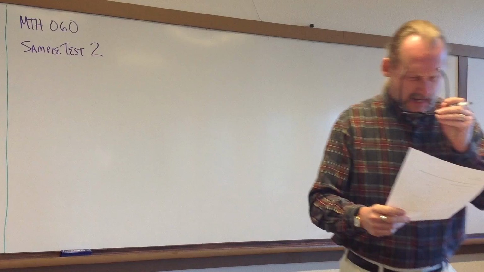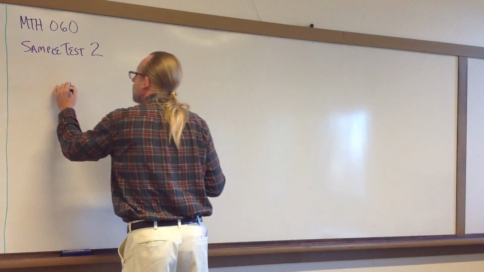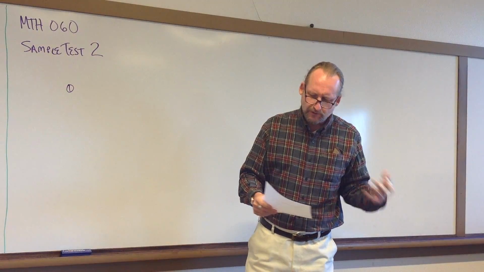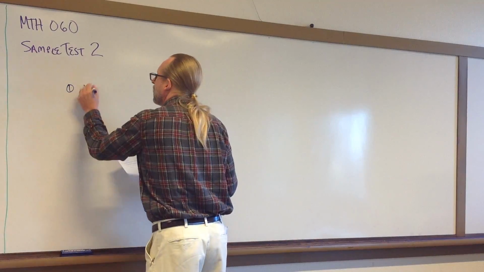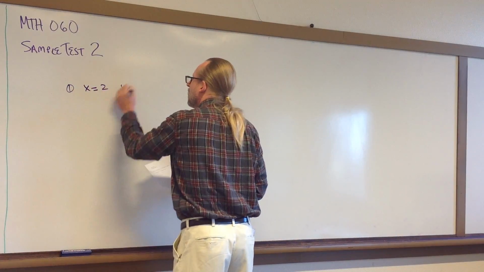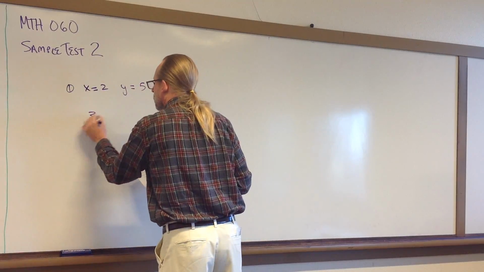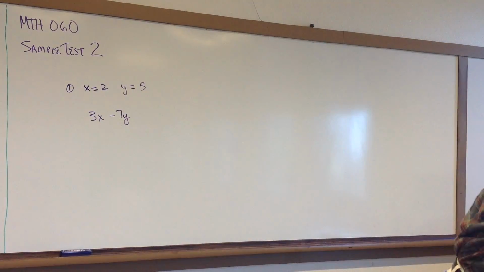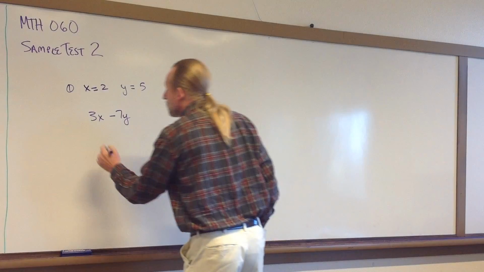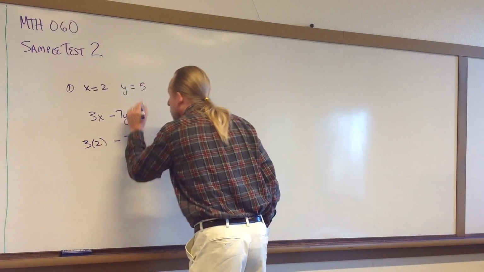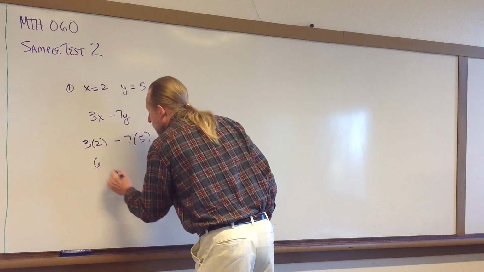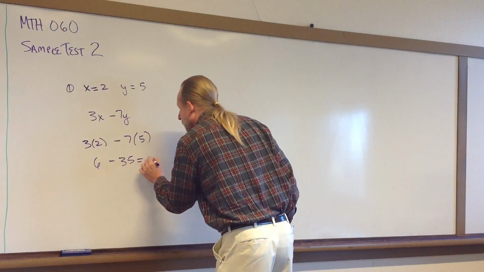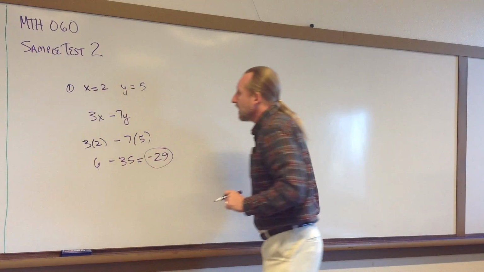The first section is about substitution. So problem number 1. The instructions say use the given values for each variable to find the value of each expression. So in problem 1, we've got x equal to 2, y equal to 5, and we want to substitute those in and calculate the result of 3x minus 7y. So just plug the 2 in for the x and plug the 5 in for the y. So this is 6, this is 35. And if we do 6 minus 35, we should end up with negative 29.